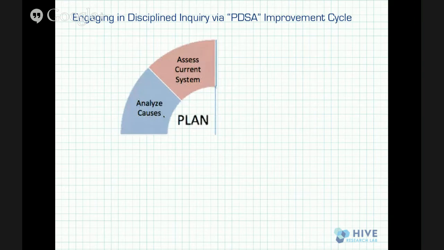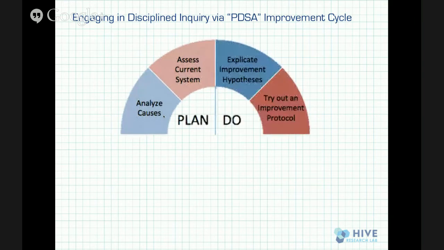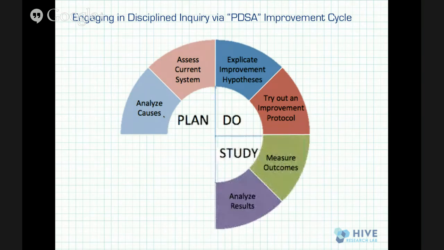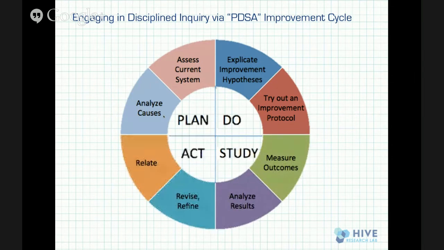starts with an analysis of causes, an assessment of a current system, an explication of improvement hypotheses, and trying out some kind of protocol, some kind of intervention that will try to move the needle on things, studying it, seeing how it's measuring outcomes, seeing how it's meeting them or not, and then going through a process of iteration. And really the core questions that we use to guide this are: what are we trying to accomplish? How do we know if a change is an improvement? And what kind of changes are we going to introduce to try to meet that goal?